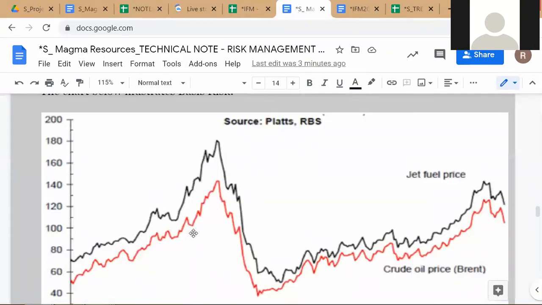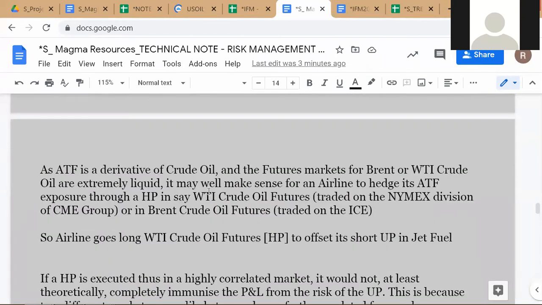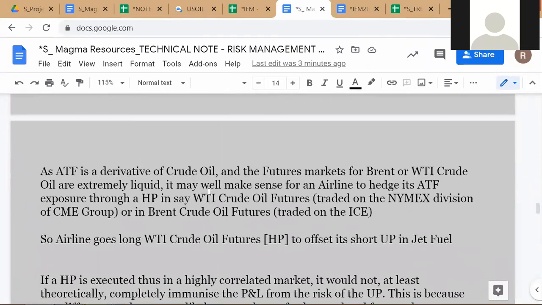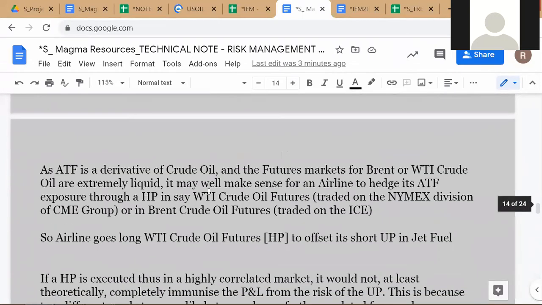Here. So please make it a habit, whenever you're plotting any data, to do the quantitative analysis, yes, but also eyeball the chart and try to see if something hits you in the eye straight away as something very striking. You will usually find some insight coming through. So now what we do is the airline goes long.